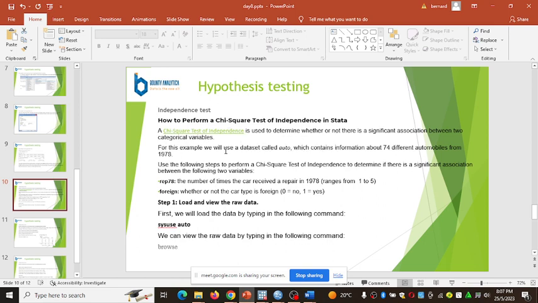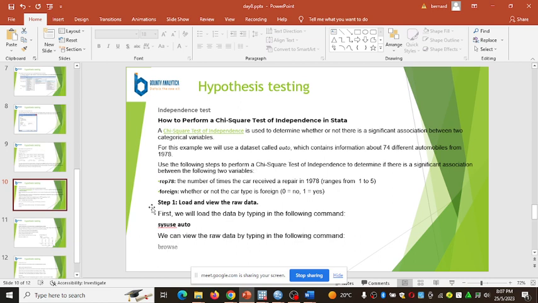So for this example, we will use the dataset called auto. We have loaded the dataset, which contains information about 74 different automobiles from 1978. Use the following steps to perform a chi-square test of independence to determine, and I want you to be very keen here, if there is a significant association between the following two variables. I want to see, are they associated or not?